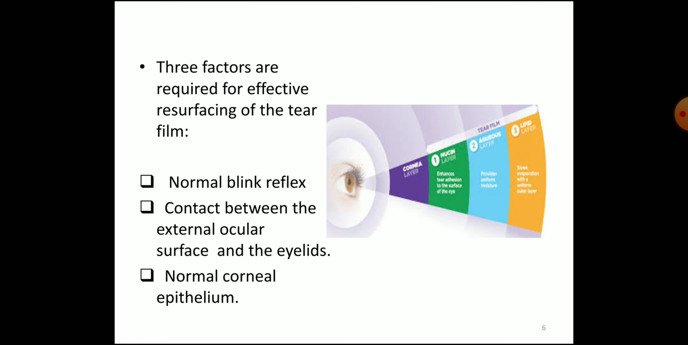There are three factors required for the effective resurfacing of the tear film: a normal blink reflex, contact between the external ocular surface and the eyelids, and a normal corneal epithelium. So these are the three factors which help in resurfacing of the tear film, that is, the spreading of the tear film over the cornea.